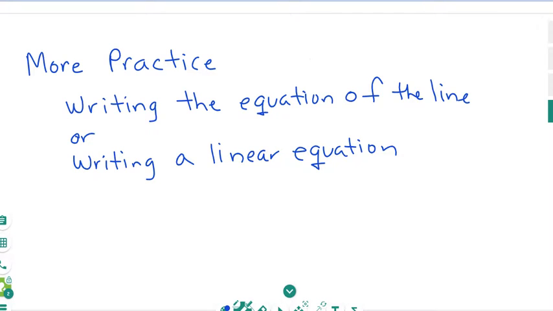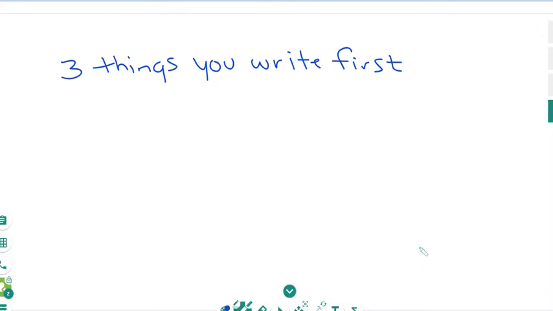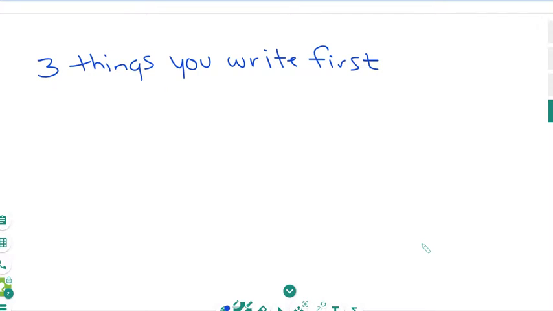Practice writing the equation of the line, also known as writing a linear equation. When we see the instructions, write the equation of the line or write a linear equation, the first three things we should write are y equals mx plus b, m equals, b equals.